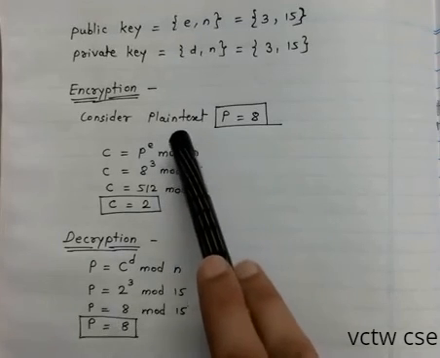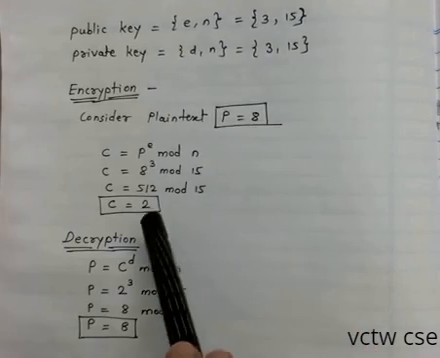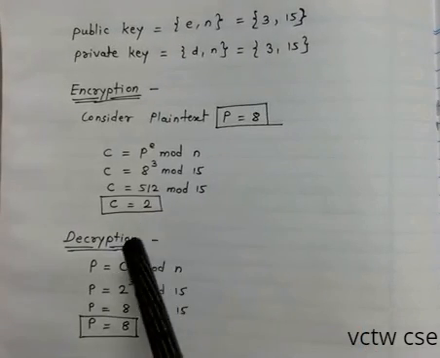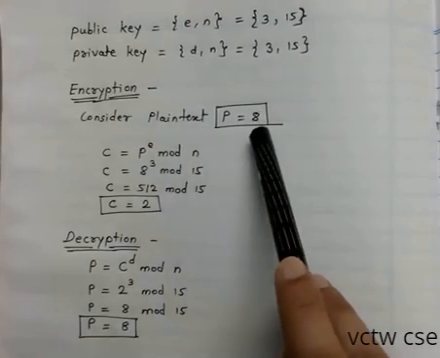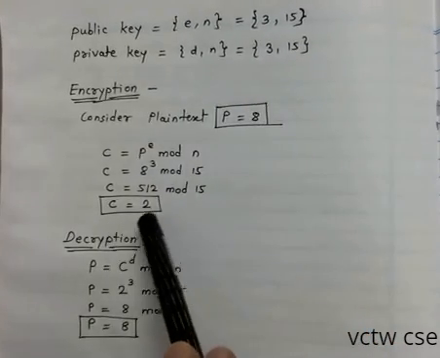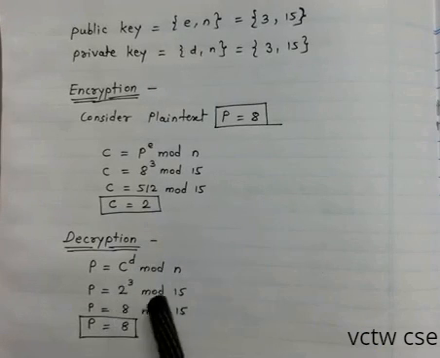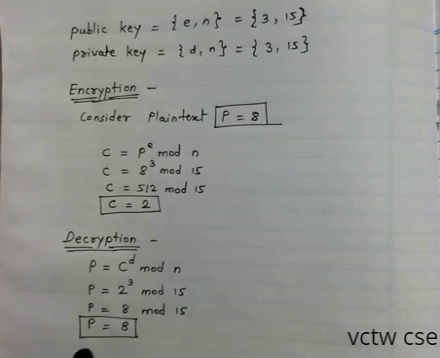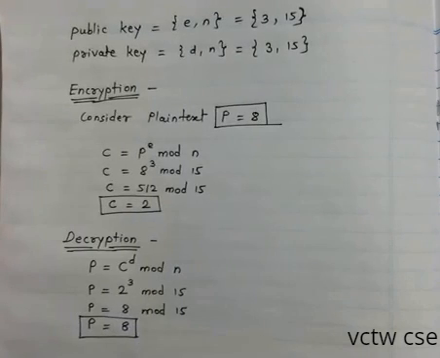So here we have considered the plain text 8. We got the ciphertext 2. So after encrypting this plain text 8, we got the ciphertext 2, and in decryption we got our original plain text, that is 8. So this is how the RSA algorithm works.